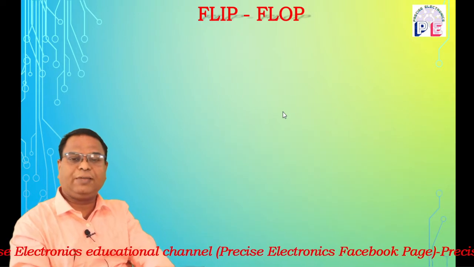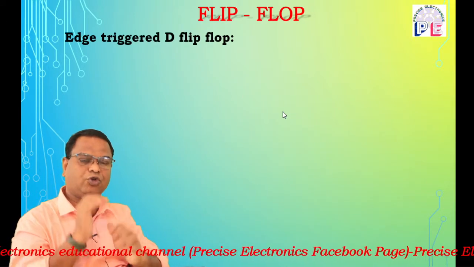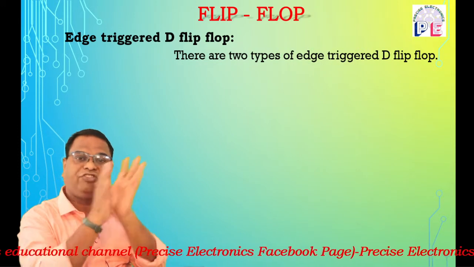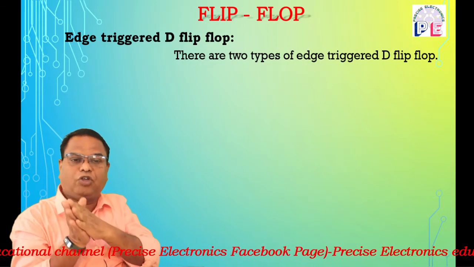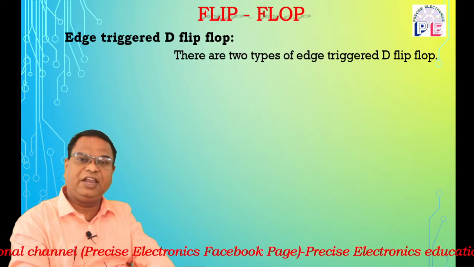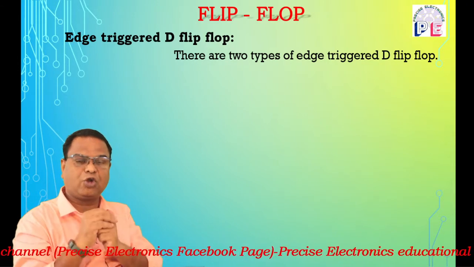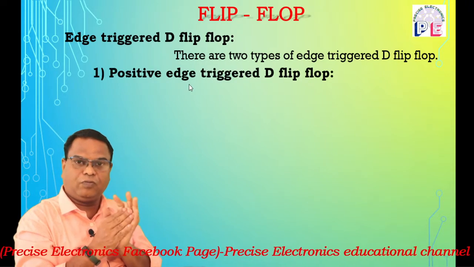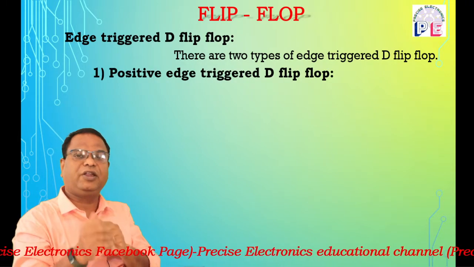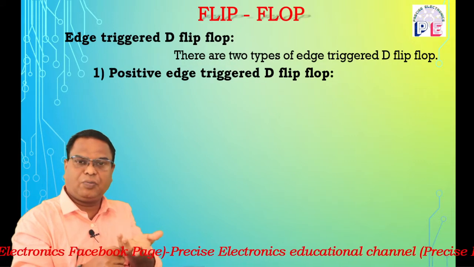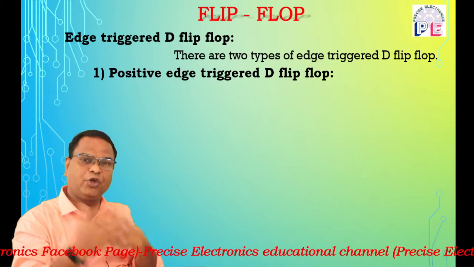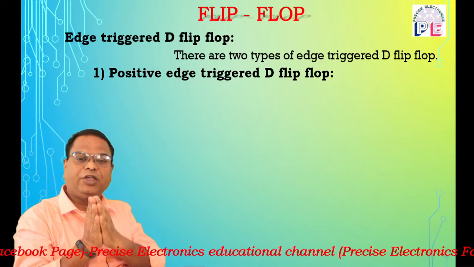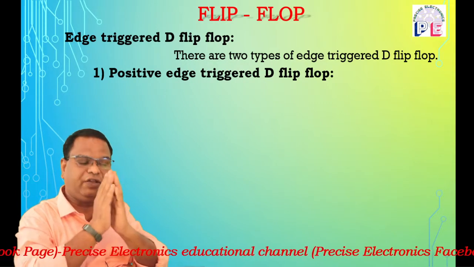Now we are going to study the edge trigger D flip-flops, and there are two types of edge trigger flip-flop: positive going edge trigger flip-flop and negative going edge trigger flip-flop. Similarly, there are positive going RS flip-flop, positive going JK flip-flop, negative going JK flip-flop, etc. We are going to study the positive edge trigger D flip-flop.